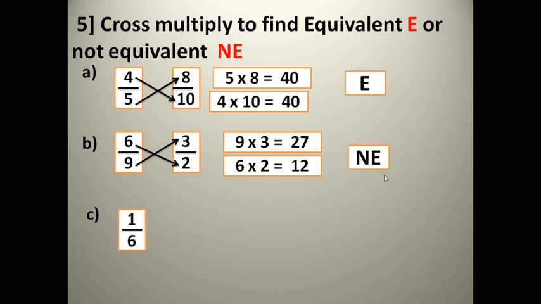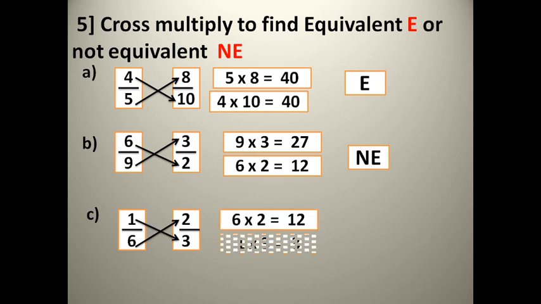Next one, 1 by 6, and the next fraction 2 by 3. Now here also I make cross multiplication. So 6 multiplied by 2 is 12. 1 multiplied by 3 is 3. So is it equivalent or not equivalent? Yes, correct, it is not equivalent. Why? Because the products here are not the same.